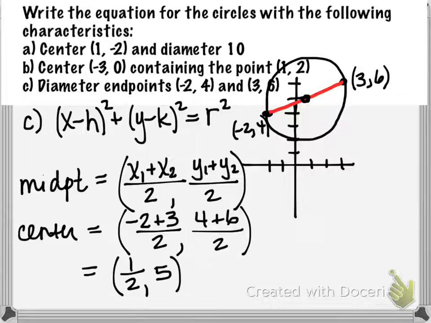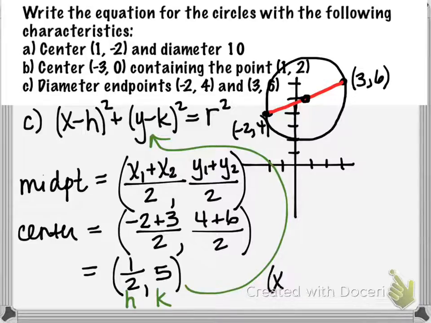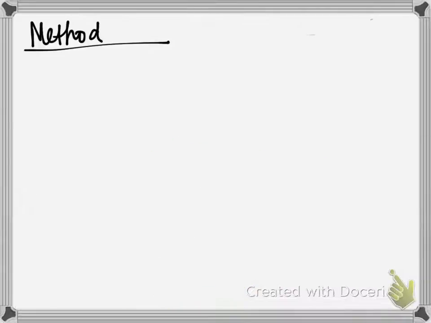So now that we have the center, we can go ahead and substitute. Remember, this is h and k. We can substitute these values into my general equation for a circle. So right now, we have x minus 1/2, the quantity squared, plus y minus 5, the quantity squared, is equal to the radius squared. And now, once again, just like in part B, the previous problem, you have two options. There are two different ways of finding your radius. So, method 1, let's utilize that distance formula again.